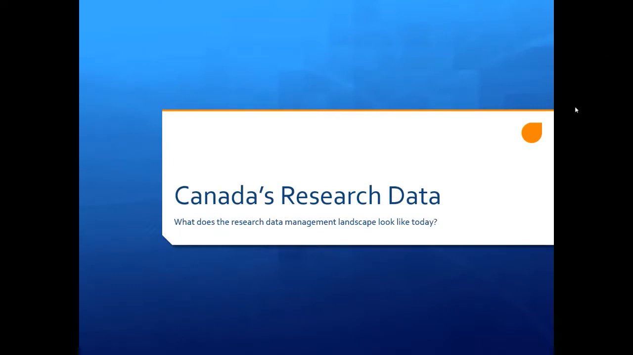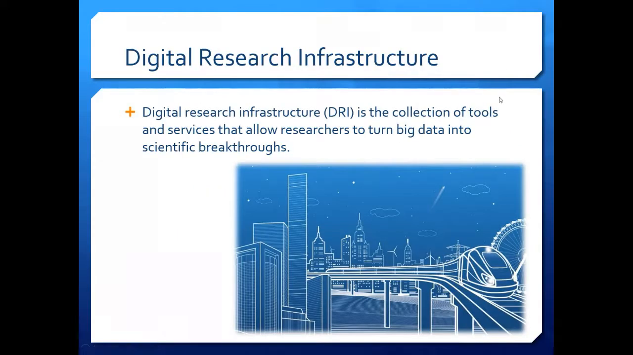All right, so we'll move along to the next slide. So starting with Canada's research data. So what does research data management look like today? So in the next slide, we talk about the digital research infrastructure. So digital research infrastructure is the collection of tools and services that allow researchers to turn their data into major scientific breakthroughs. And so as it stands right now, Canada has a digital research infrastructure, but that infrastructure, as we're going to see, is pretty piecemeal. And there are some rapid changes that are happening with regard to that infrastructure.